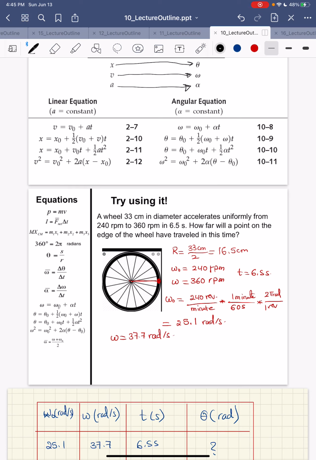I would like here to calculate my omegas in radians per second, and this is how I will change units. 240 revolutions per minute. 1 minute is 60 seconds and 2 pi is 1 revolution. I was able to calculate omega 0 to be 25.1 radians per second and omega as 37.7 radians per second.